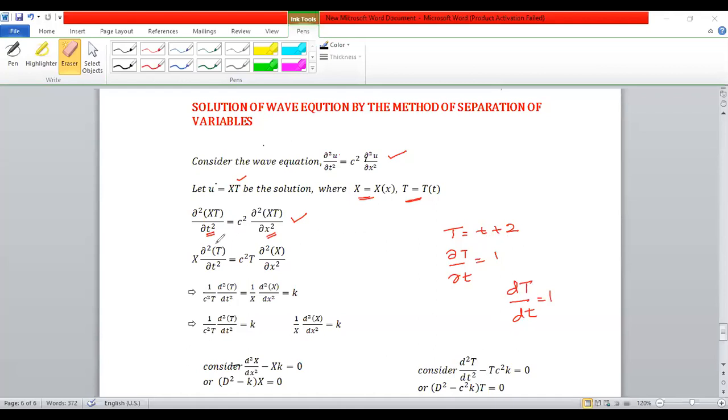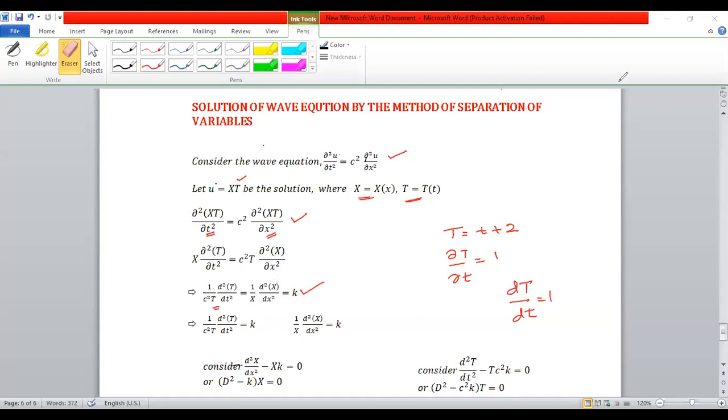Therefore, del square T divided by del T square can be written as d square T divided by dt square. For the same reason, del square x divided by del x square can be written as d square x divided by dx square. Transferring capital X to the right hand side, it becomes 1 by x, and c square T to the left hand side, it becomes 1 over c square T. All the terms which include t go to the left hand side and all the terms which include x go to the right hand side. Now let's equate each of these two ratios to a common constant, say k.